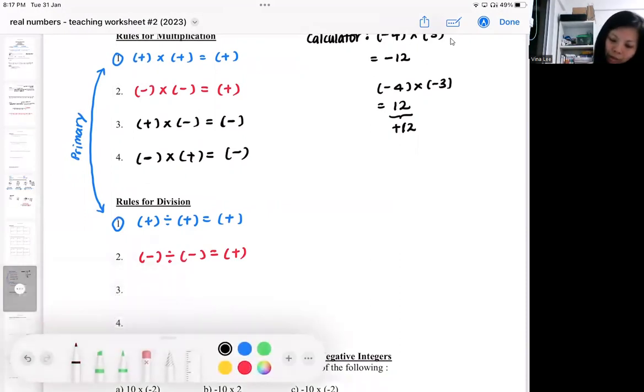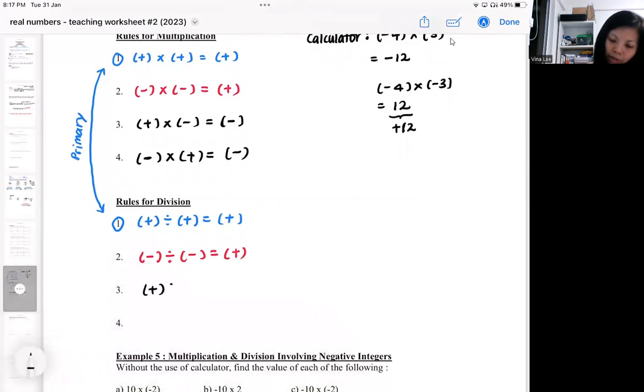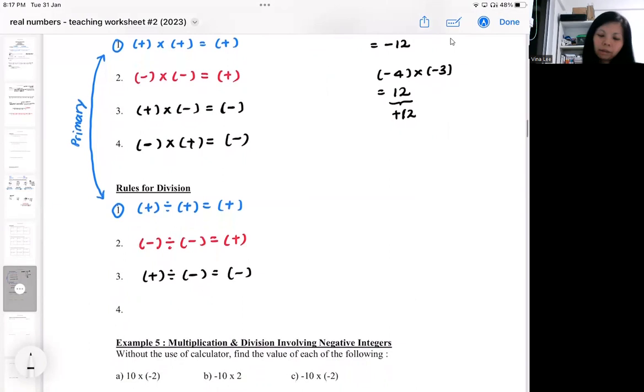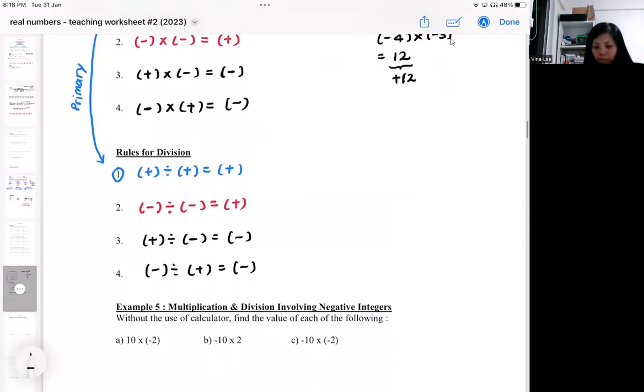But by the same logic, if a positive number is divided by a negative, it will end up negative. As long as there's a negative guy here, it will end up as a negative value. A negative number divided by a positive number is the same thing. You will still get a negative number. Okay, so I think that's quite easy to remember if you think about that. You've got to train your brain to associate.